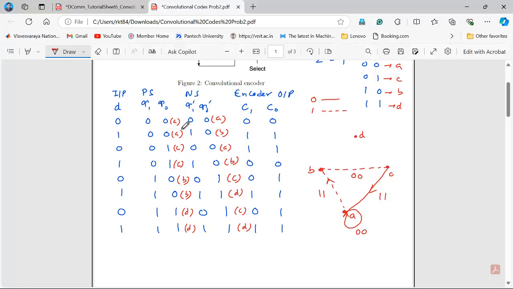In the same way, now 2 states are completed. B goes to C when input is 0, so B to C is represented by a solid line. You have to show the transition also, and at that time the output for B to C is 0 1. Cross check once again whether it is 0 1 or 1 0. In the same way you can complete the diagram.